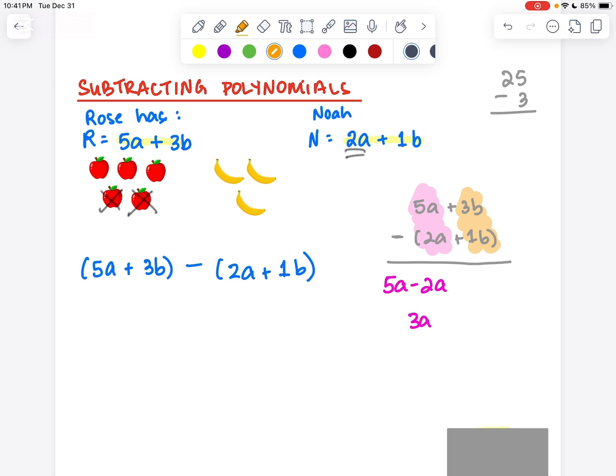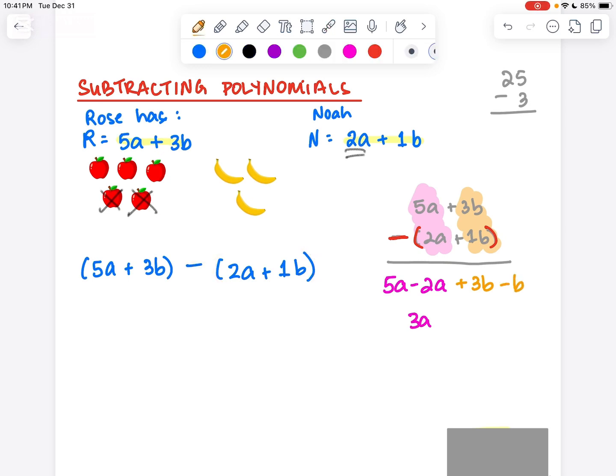So for the bananas, I have positive 3 bananas, and now I'm not going to add 1 banana, right? If I just focus on this and ignore this sign, it would tell me that what Rose is left with is 4 bananas, which makes no sense. So the thing I really need to drive home is when you're subtracting a set of brackets, you are not only subtracting the 2A, the 2 apples, you're also subtracting the bananas as well. So this subtract applies to everything in the bracket. That's an important thing.